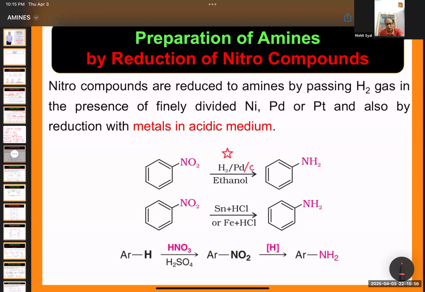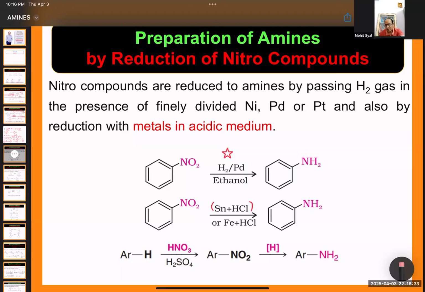H2/Pd is coated on carbon to increase the surface area. That is very, very important. Next is Sn/HCl, Fe/HCl. Metals can give electrons, and HCl can give H plus. So Sn, Fe, Zn with HCl are also good reducing agents. So these are the two most common reducing agents. H2/Pd, if it is written, or H2/Pd-C is written, that is one and the same thing.